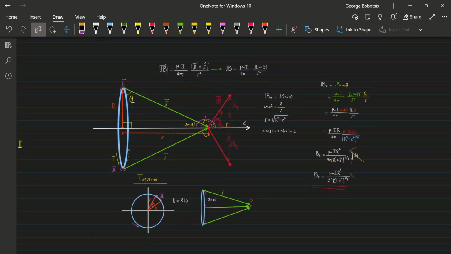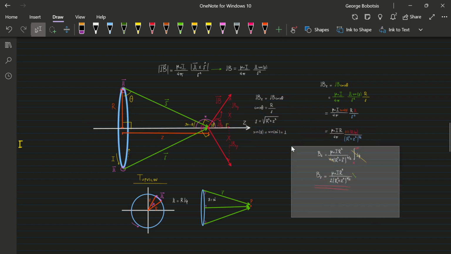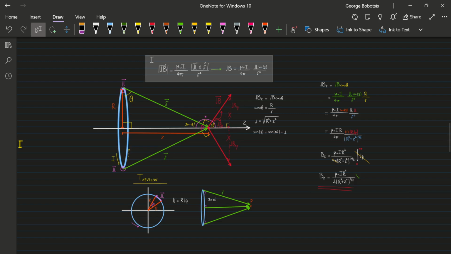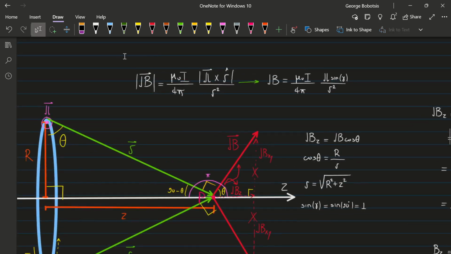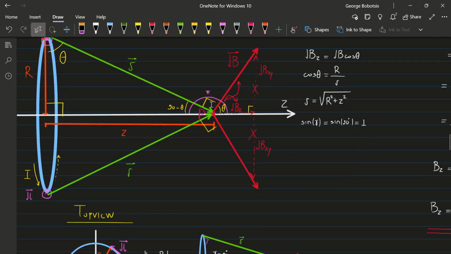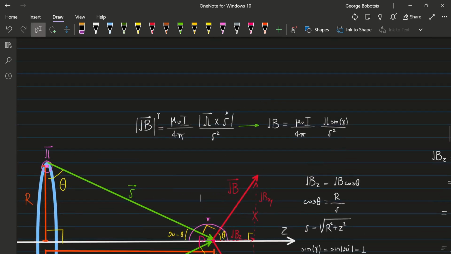So that's how you derive the field of the ring of current along any point on the Z-axis of that ring. You put together a geometry argument and the Biot-Savart law, which I've converted this time to use the magnitude form of it. Because I know where the magnetic field is going to go from symmetry, I don't have to search for the direction from the cross product. I can omit the cross product and just write about its size, basically. So the size is just this.